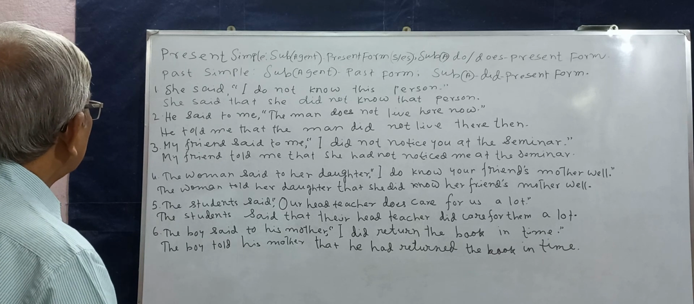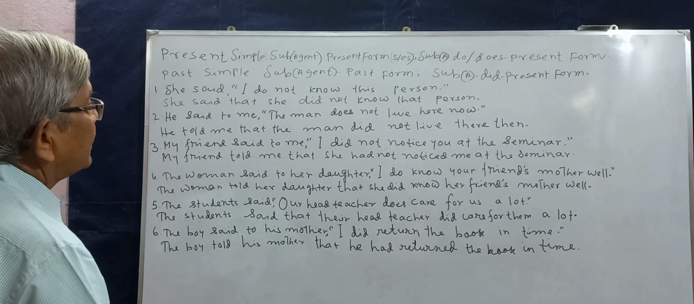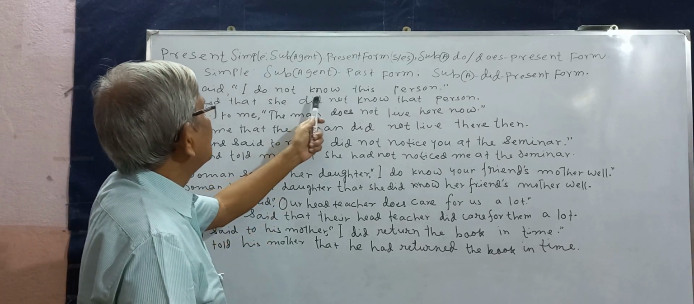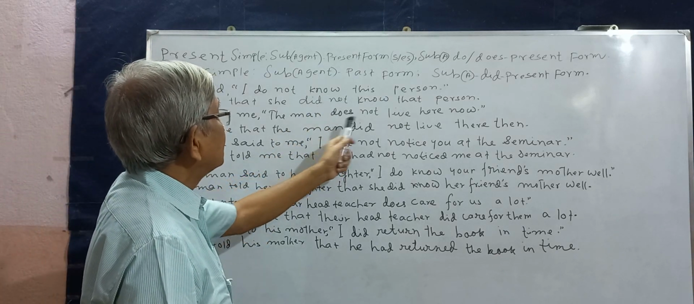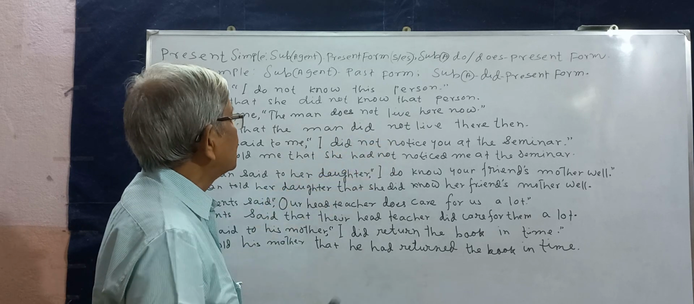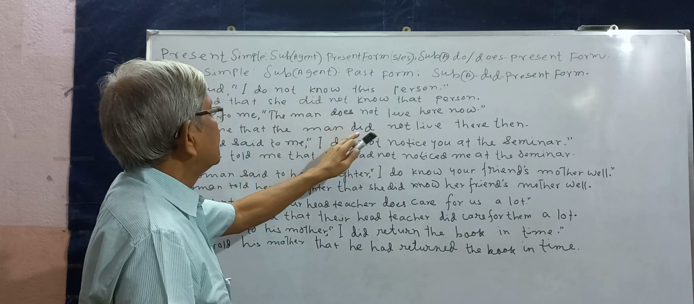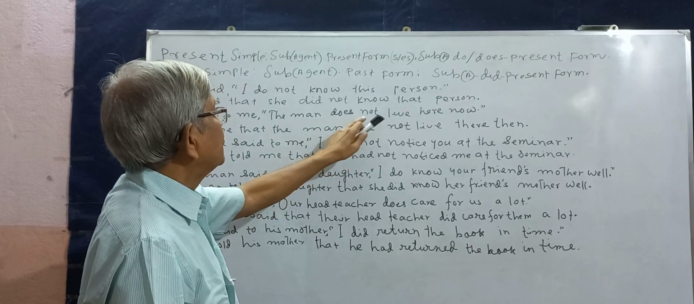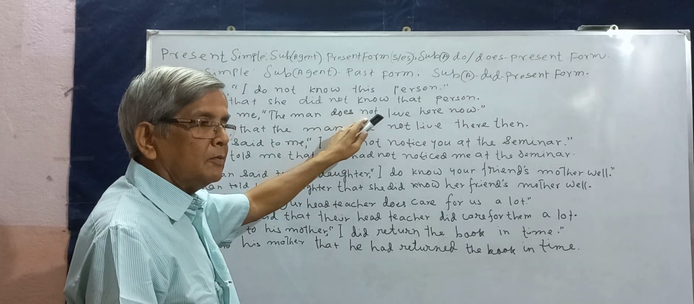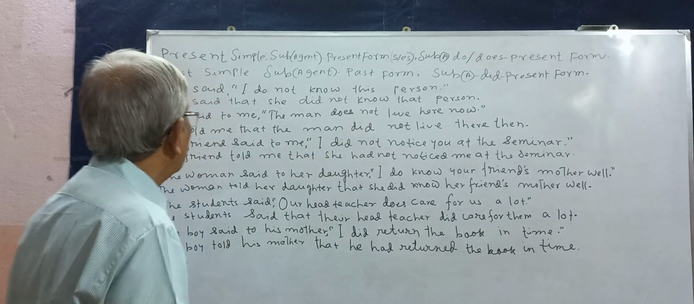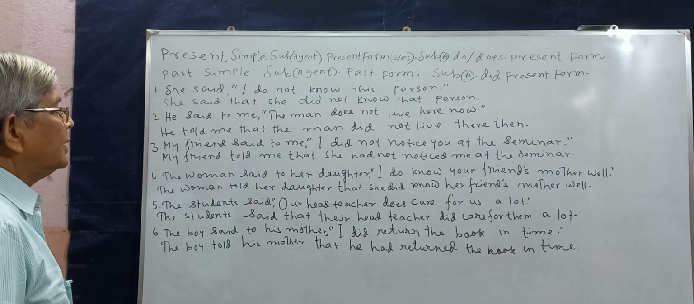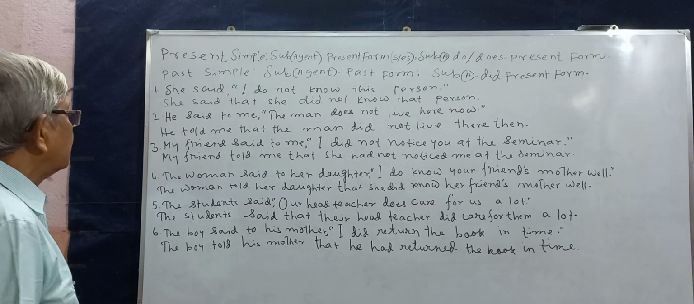Number two, he said to me, the man does not live here now. So as do not know turns into did not know, does not live turns into did not live. Do or does turns into did invariably when there is a negative statement in the present simple tense active voice. He told me that the man did not live there then.